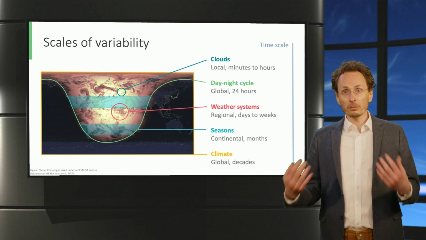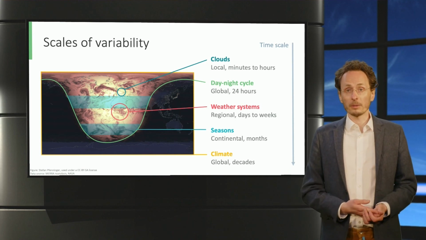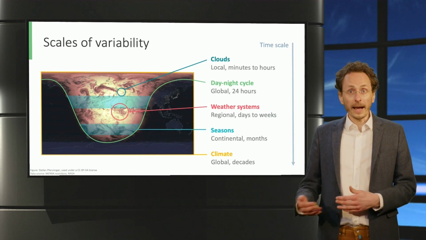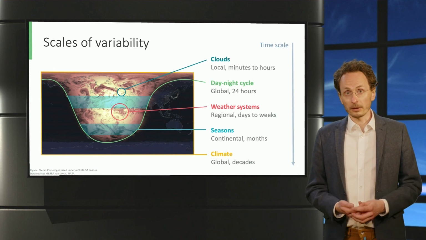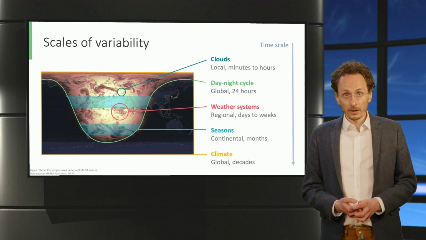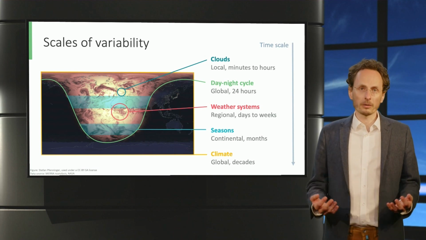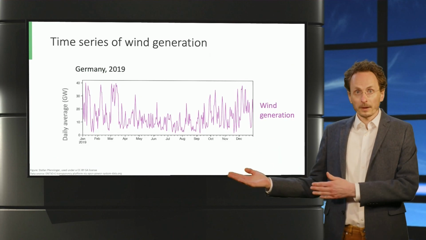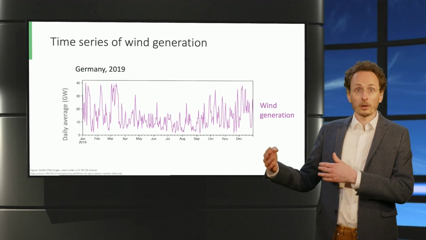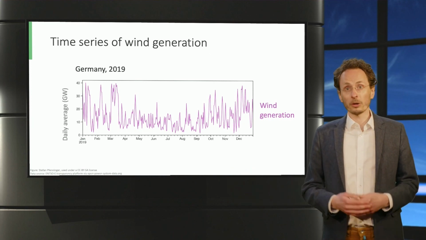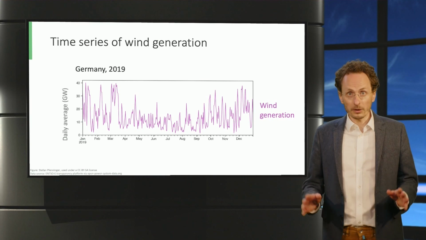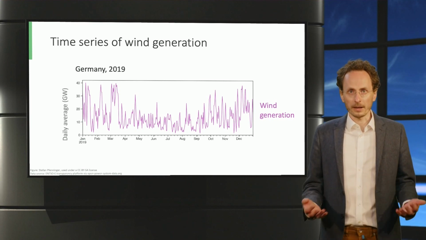We want to look at two ways in which to quantify this variability: capacity factors in this video and load duration curves later in the exercises. To do so, we'll turn to a concrete example. This is time series data for daily averages of all of Germany's wind generation in 2019. Time series means that the data points are sorted by time.